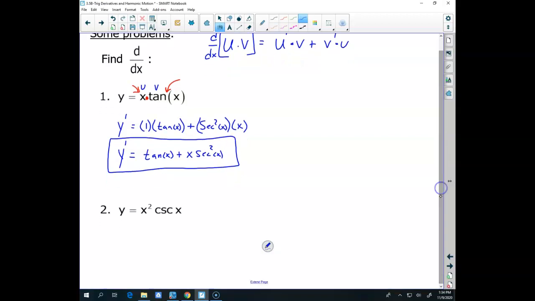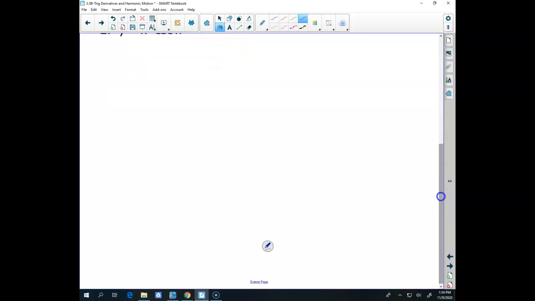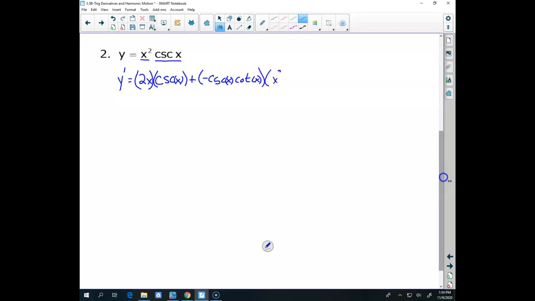This next problem, here again, I have another product. Whoa, got a little carried away there. What I would encourage you to do is hit pause and see if you can get it right, okay? My y prime is the derivative of my first term, which is 2x, times my second term. So first, derivative of first times second, plus derivative of second, negative cosecant x cotangent x, times the first term, parenthesis on there.